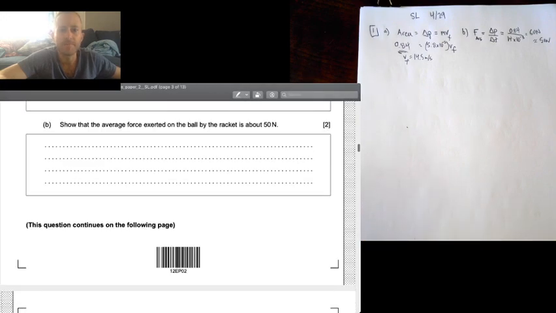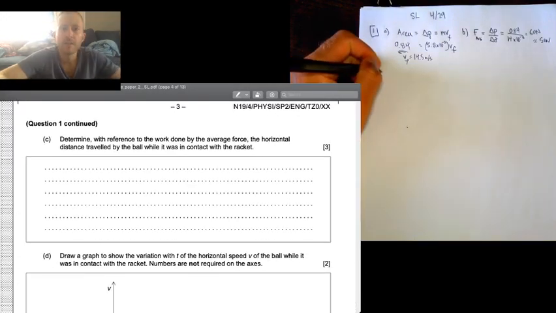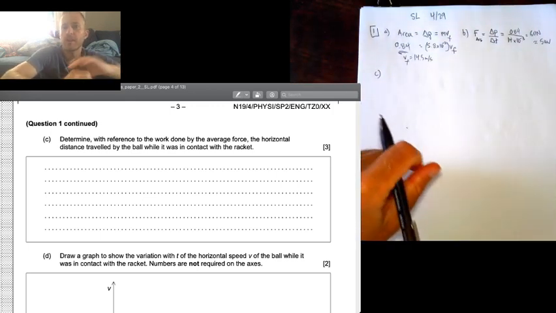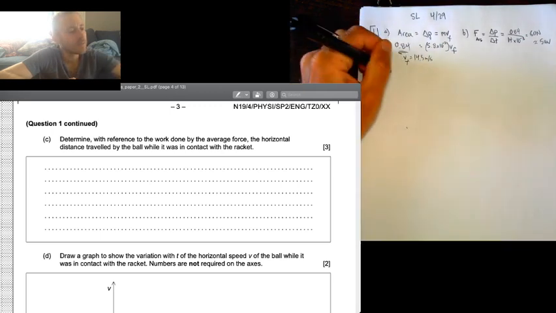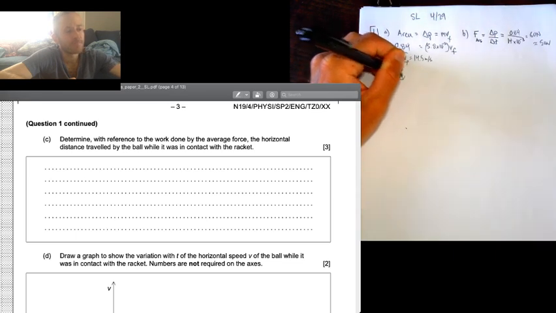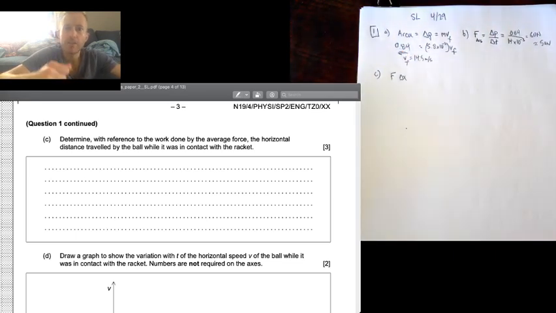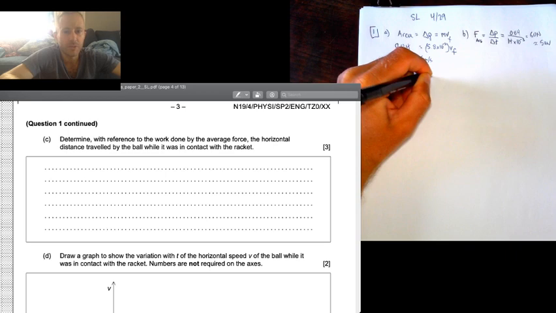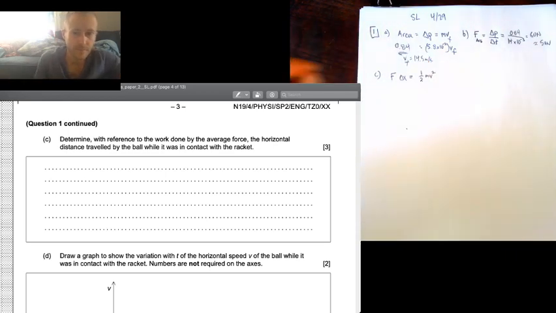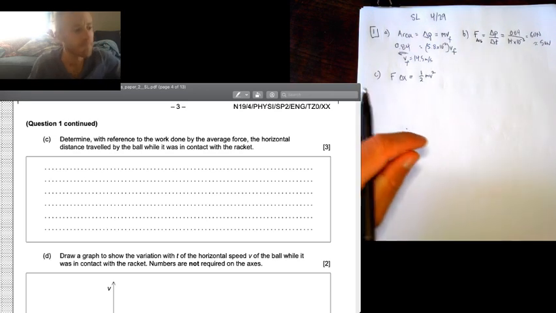Let's continue on. Part C says, determine with reference to the work done by the average force the horizontal distance traveled by the ball when it was in contact with the racket. Work is force times displacement, and the work that the racket does becomes the kinetic energy of the tennis ball. So the work is going to be 1/2 mv squared.